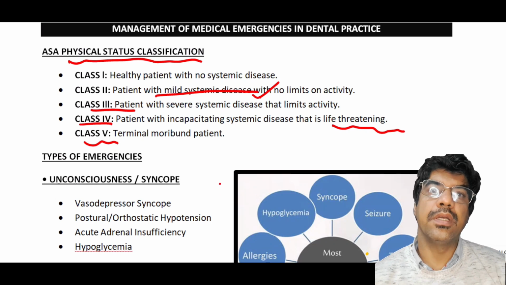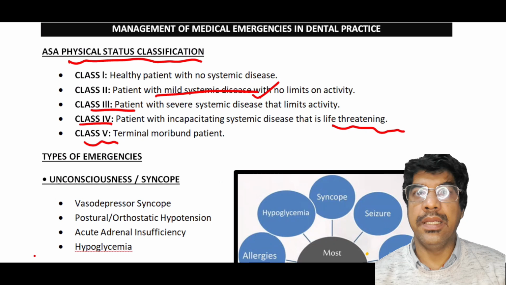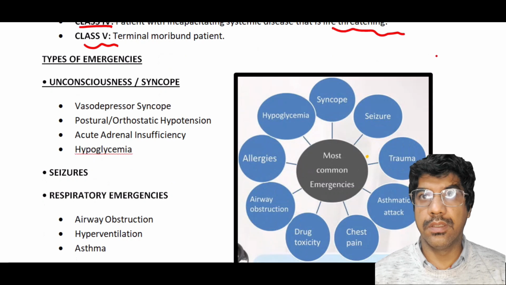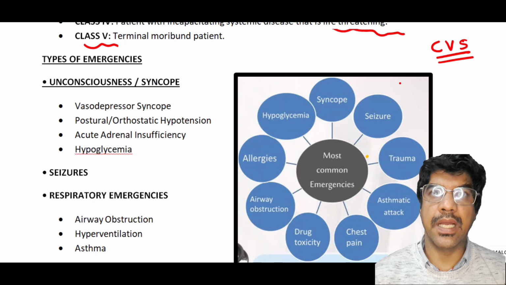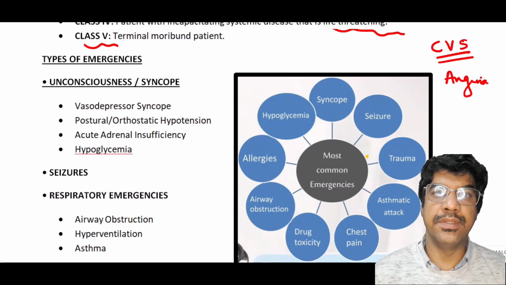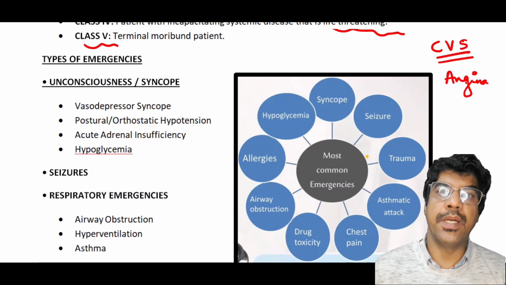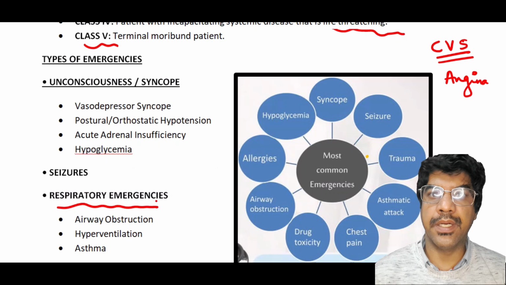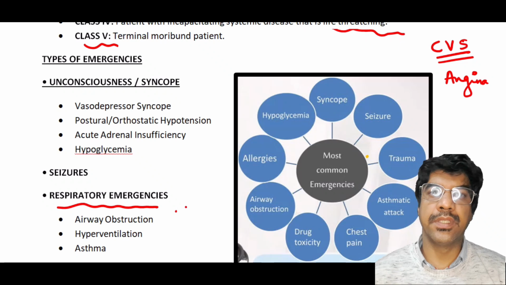Now let us discuss what are the various medical emergencies. The common medical conditions that lead to emergency can be either cardiovascular. In the cardiovascular system, conditions like angina or coronary artery disease, coronary artery occlusion, heart failure, MI, arrhythmias, hypertension, shock. Others can be respiratory emergencies. The respiratory emergencies could be asthma, emphysema, respiratory distress.